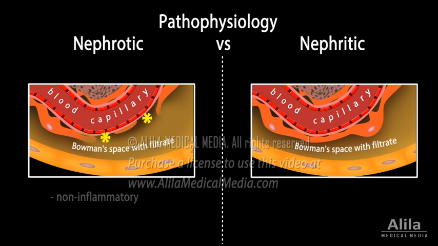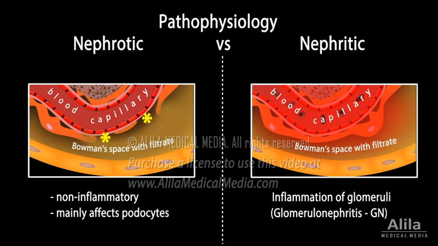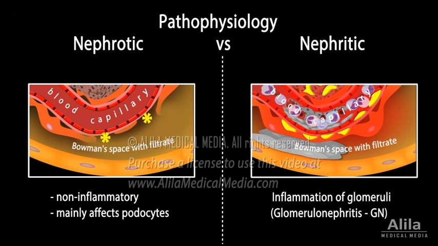The underlying damage is usually non-inflammatory, and in most cases mainly affects podocytes. Nephritic syndrome, on the other hand, is characterized by an overwhelming inflammation that results in massive infiltration of immune cells, deposition of immune complexes, and abnormal proliferation of glomerular cells. These buildups block filtration, reducing urine output, and cause the capillaries to rupture, releasing red blood cells into urine. The coagulation cascade may also be activated locally, producing tiny blood clots, further obstructing filtration.